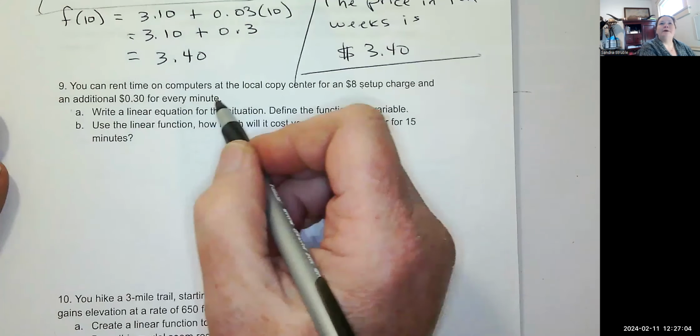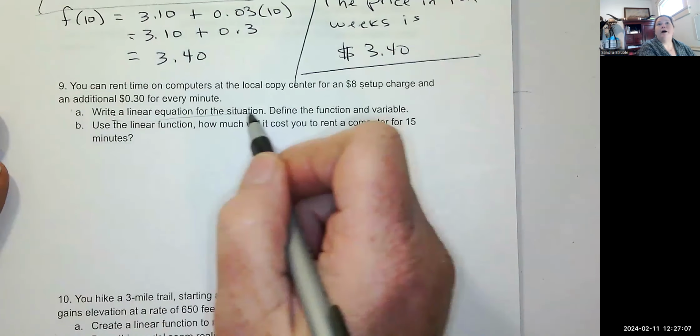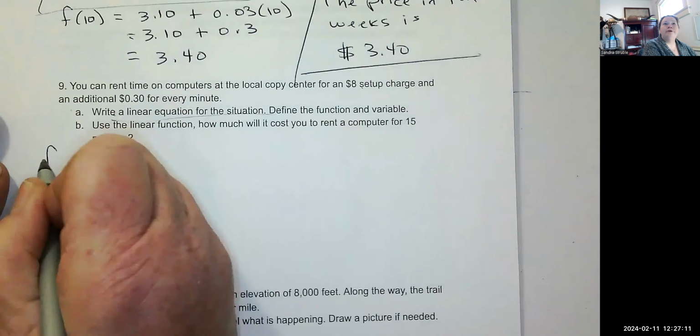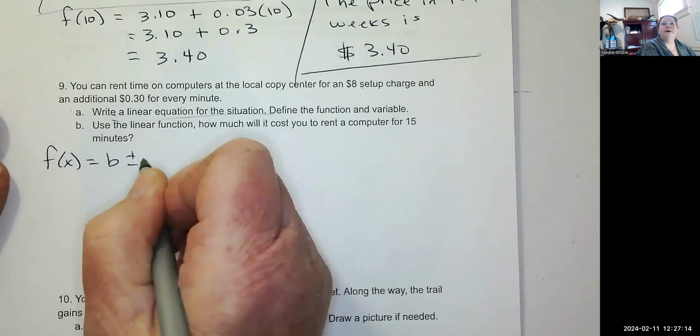You can rent time on computers at the local copy center for an $8 setup charge, an additional 30 cents for every minute. Here's what I'm going to have you do. Write a linear function for this and define your function variable. So if we're going to use f of x is equal to b plus or minus mx.